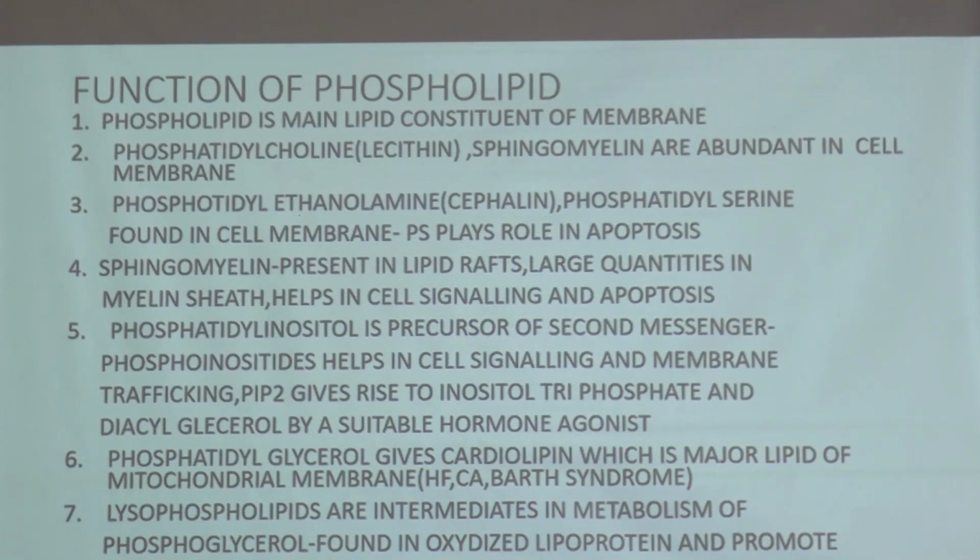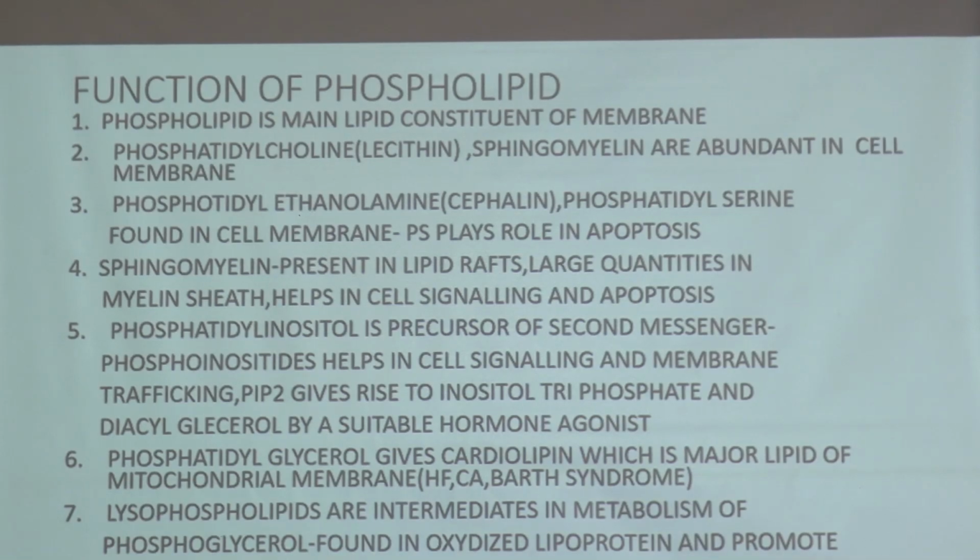Sphingomyelin is also abundant in cell membrane. Sphingomyelin can also be present in nerve cell. Phosphatidylethanolamine or cephalin. Phosphatidylserine is also found in cell membrane. You will remember that phosphatidylserine plays a role in apoptosis or programmed cell death.